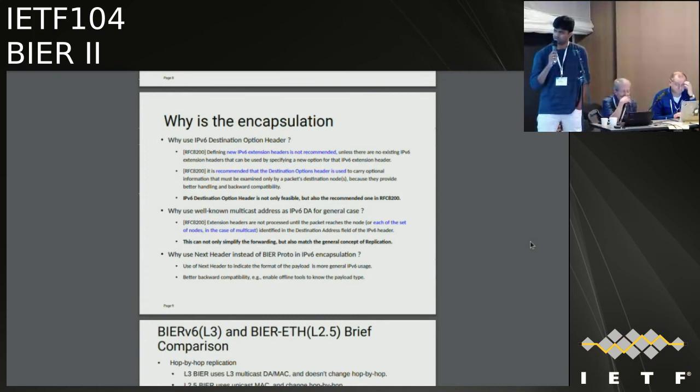This is one of the slides that we have skipped. We think that we can continue to use the IPv6 next header field rather than the proto field in the BIER header, because we think it's better for backward compatibility, wherein many offline tools can directly recognize the BIER header in the next header field in the IPv6 header.